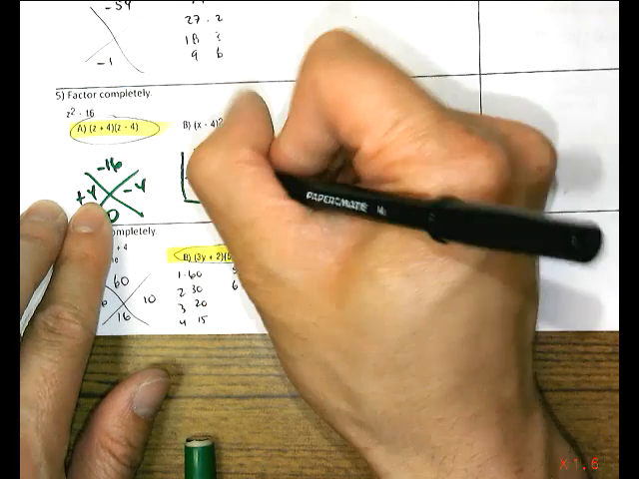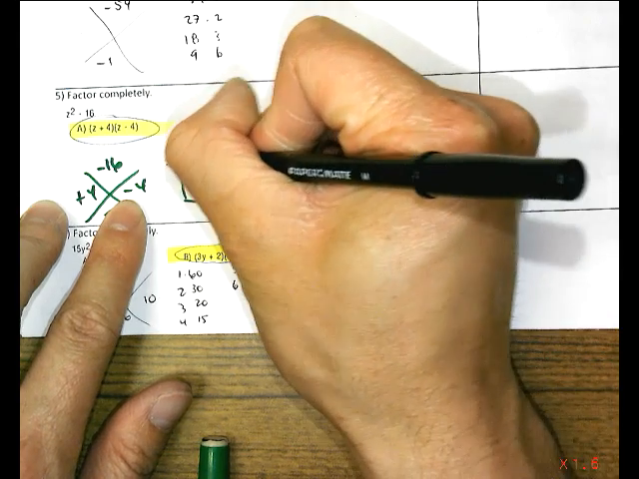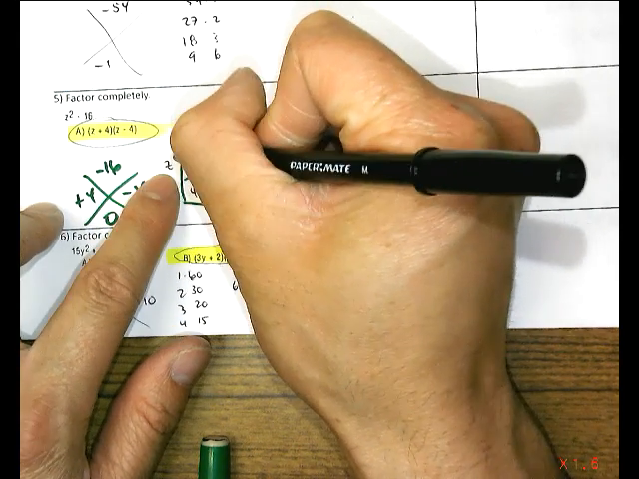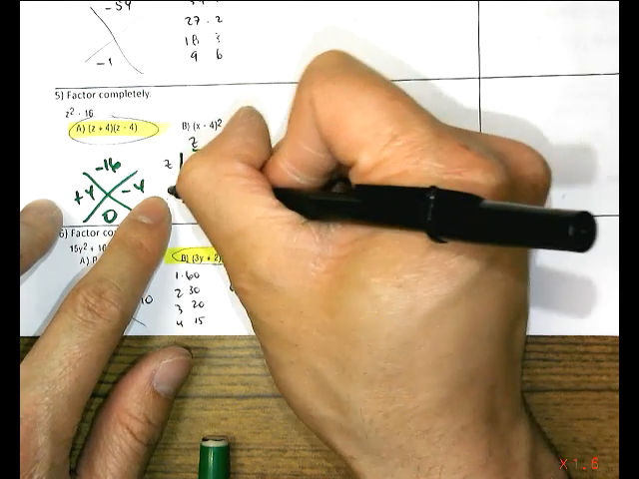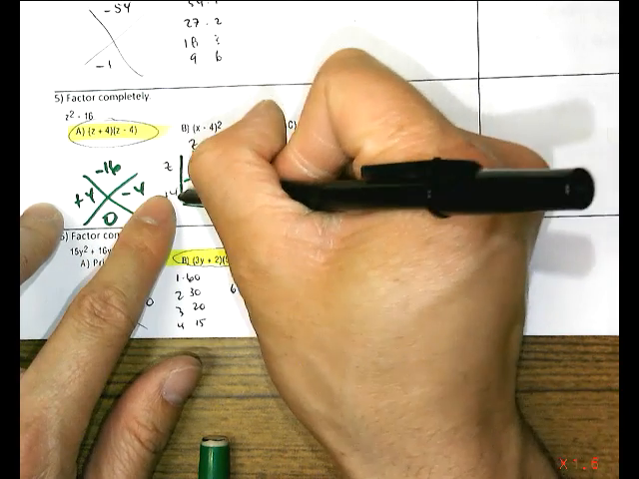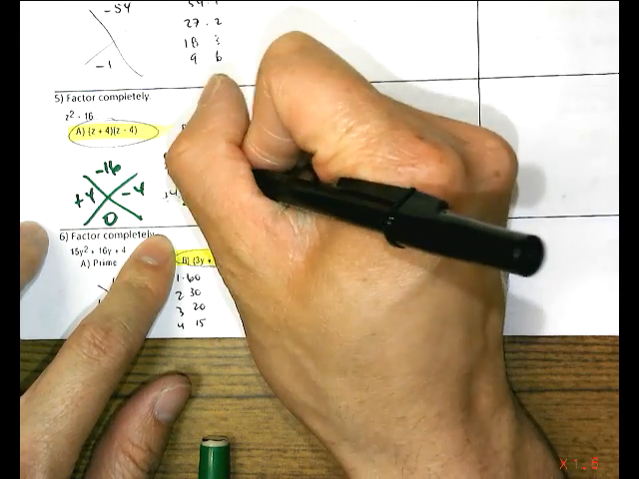Then what you put in the box here, 4z and negative 4z. So I have z times z gives me z squared. Z times something, that something is negative 4. Z times something, that'd be positive 4, gives you 4z, and positive 4 and negative 4 equals negative 16. So then my answers are z minus 4 and z plus 4.